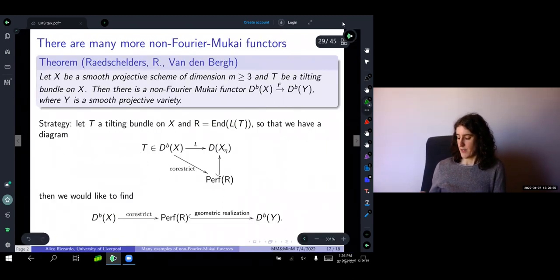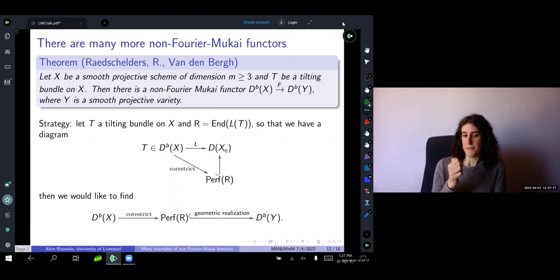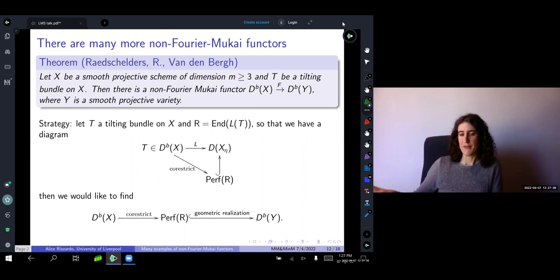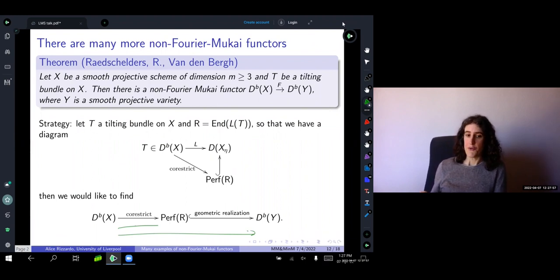And again, we have this question that we would like to go back to the geometric world. To do this, what we want to construct is a scheme D_Y such that we have an embedding of perf R into D_Y, which is called the geometric realization. So perf R is an admissible subcategory of D_Y. Because this is just an embedding into an admissible subcategory, if this first functor is non-Fourier-Mukai, then this whole composition is going to be non-Fourier-Mukai. And the only question is, can we construct this geometric realization for perf R?